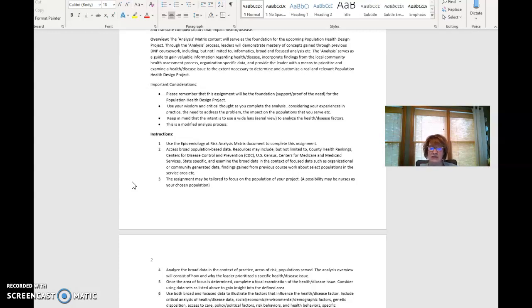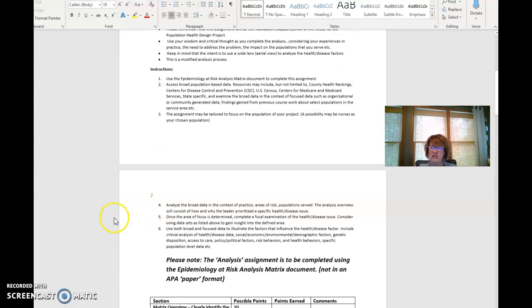So really take a look at where you practice, what your areas of interest are, and really dive into the data that's appropriate for that particular population so that you can find the most valid and reliable data to make your decisions. So this really is the basis for your project design. So really look at having that solid foundation to build your project upon.